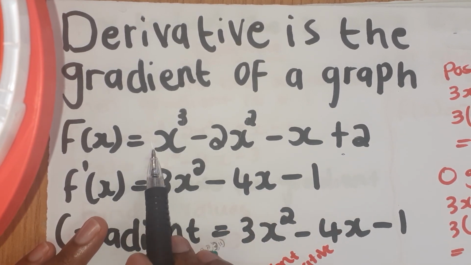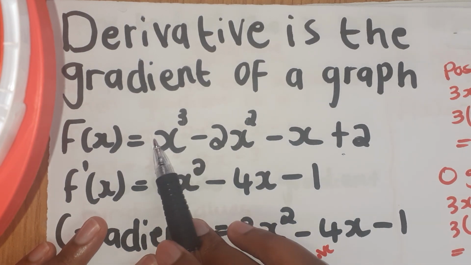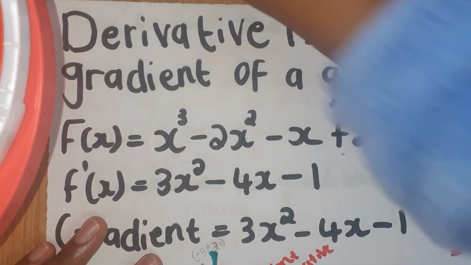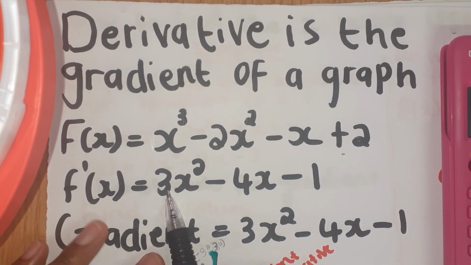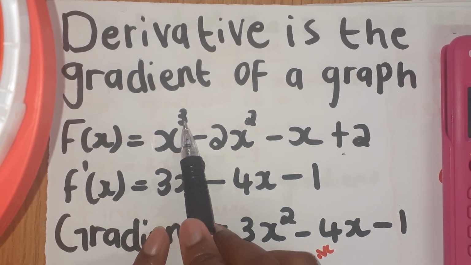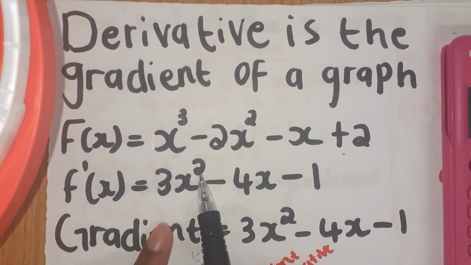When we don't have any number before x, it means we have 1, right? So 3 times this 1, and that will give you 3, right? Then we say this number, which is the exponent, which is a 3, we minus 1. Then we get 2, right?